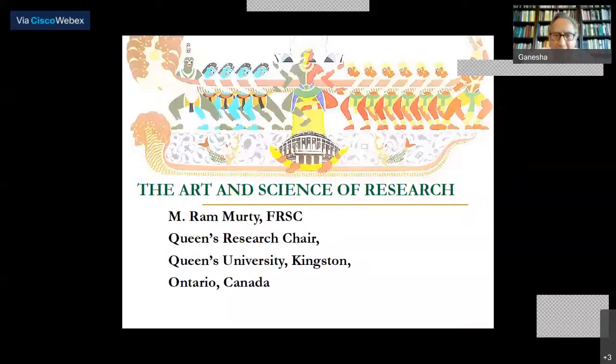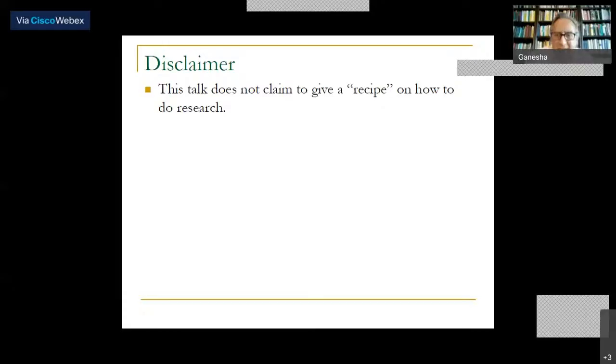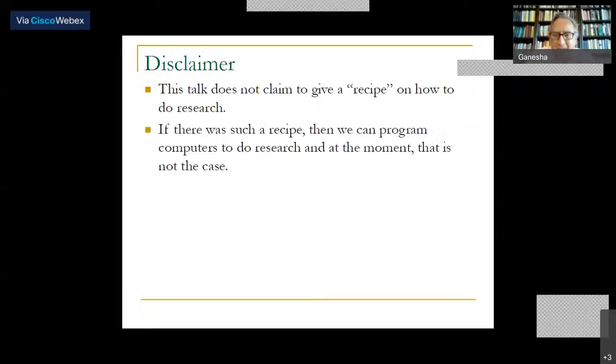I'd like to talk to you a little bit about the art and science of research, and let me begin with a disclaimer. This talk doesn't claim to give a recipe on how to do research. That's the first disclaimer. If there was such a recipe, then we could program computers to do research, and at the moment that's not the case. There are some experiments in artificial intelligence where computers have come up with theorems, but the theorems are extremely boring and uninteresting. So there's something about the human mind that is missing in the computer.